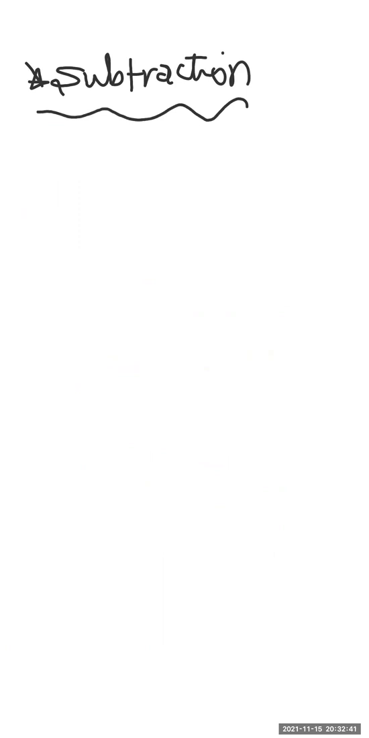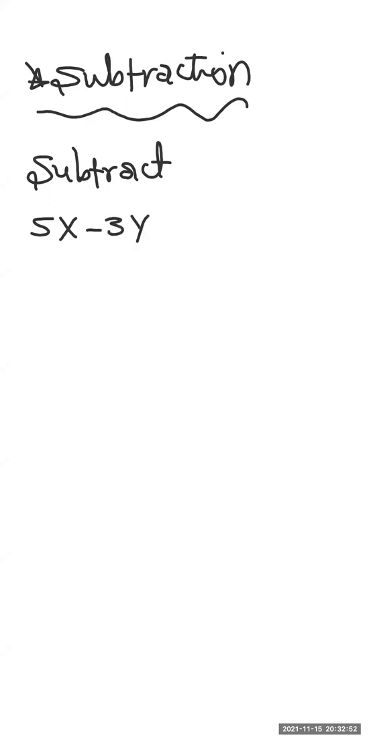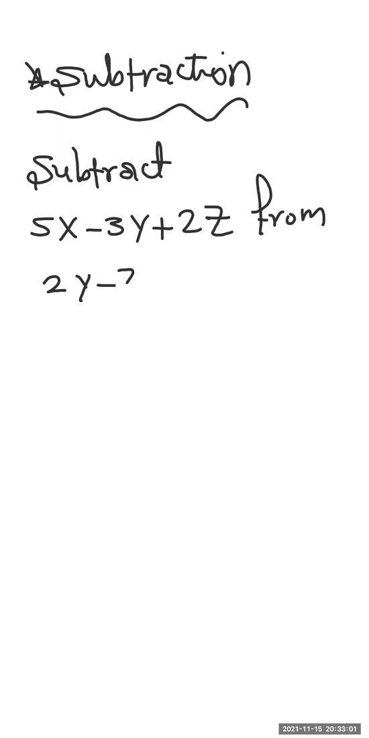A simple example for subtraction. Subtract 5x minus 3y plus 2z from 2y minus z plus 7x. How to solve this question?